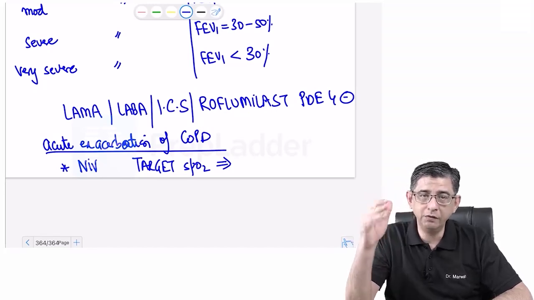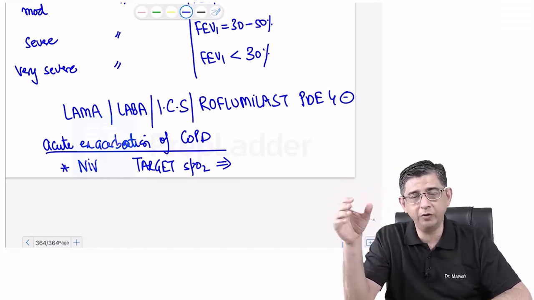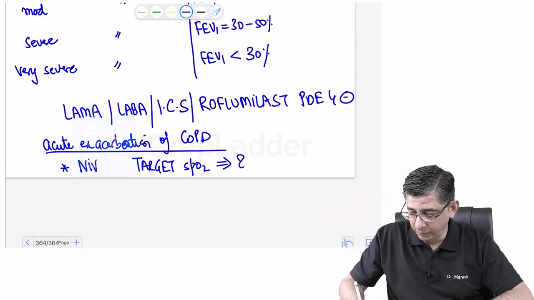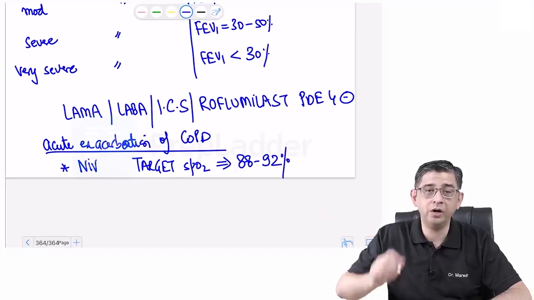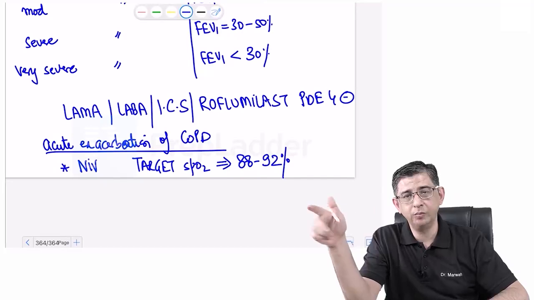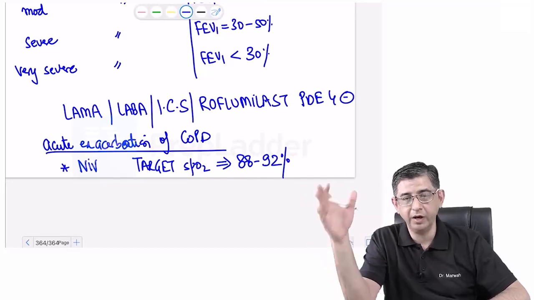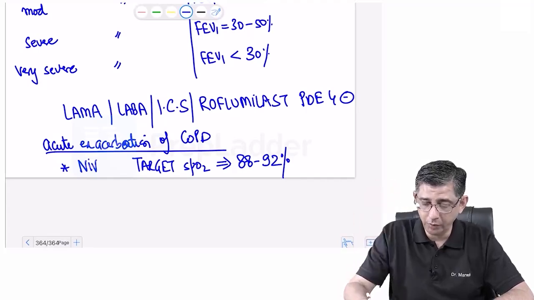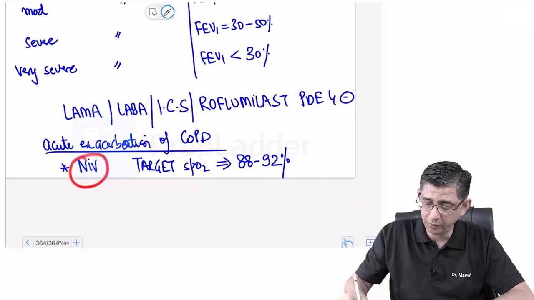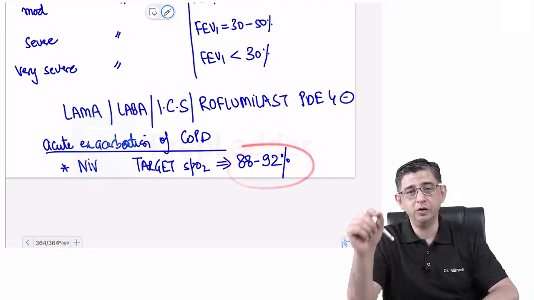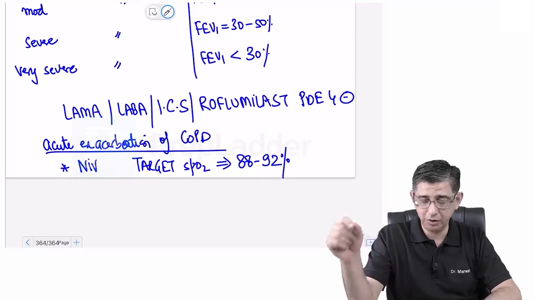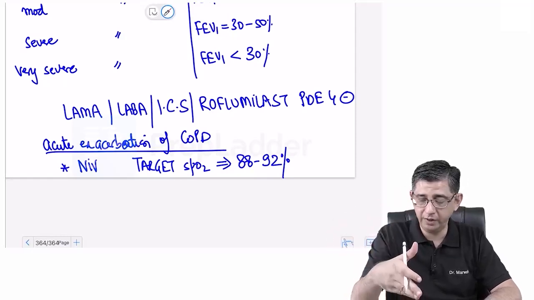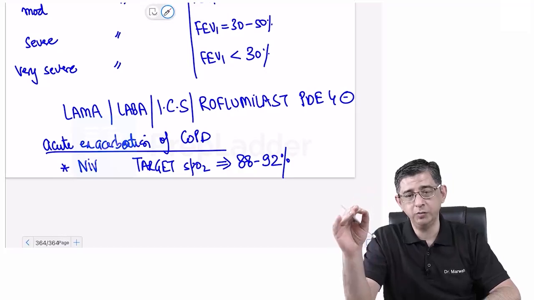You say in COVID-19 we try to get a target of 92% or even higher, but in patients of COPD, because there is already a lung damage, we will not try to target values going up to 92 to 95% or even higher. Our target here will be 88 to 92%. So two important aspects which are very important from the perspective of management of a person of acute exacerbation of COPD is usage of non-invasive ventilation and the target which is to be achieved.